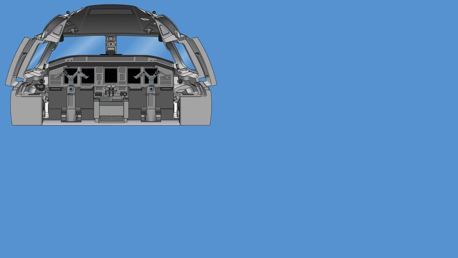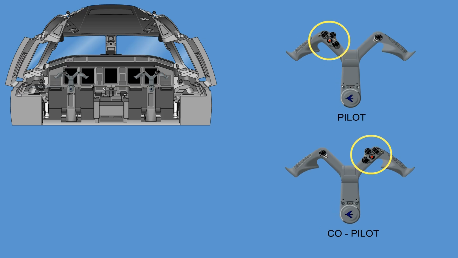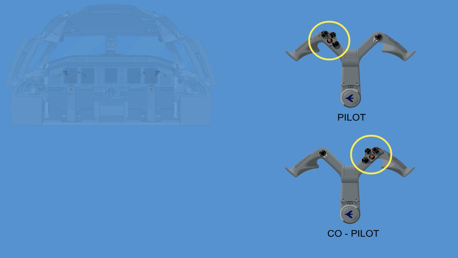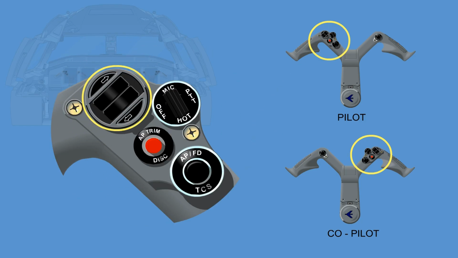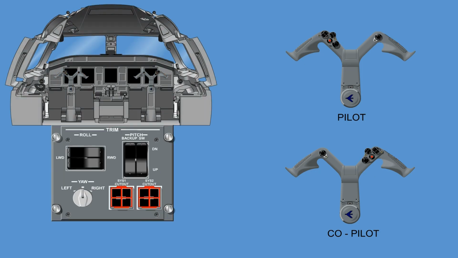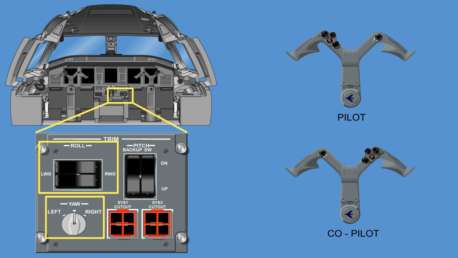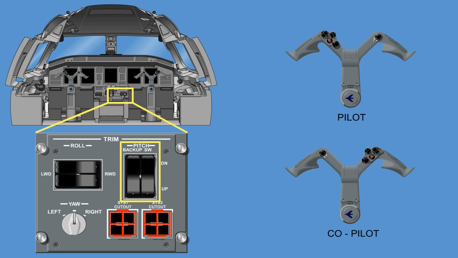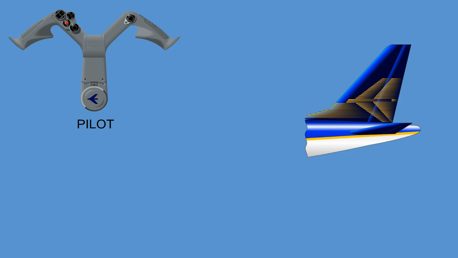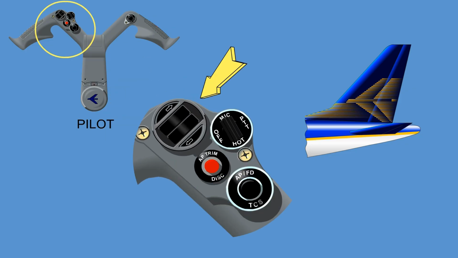Trimming is accomplished by activating the trim switches on either pilot's control wheels for pitch trim and quick pitch trim disconnect, and the respective switches on the trim control panel located on the center pedestal for both yaw and roll trim. A backup pitch trim switch is located on the trim control panel. Pitch trim is provided by the movable horizontal stabilizer surface.